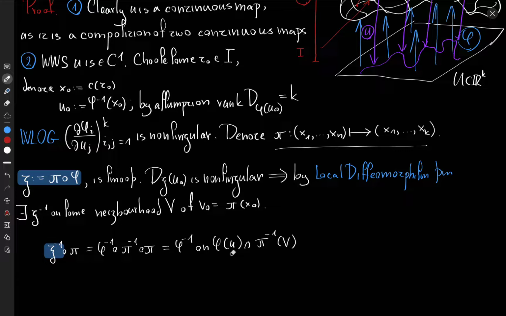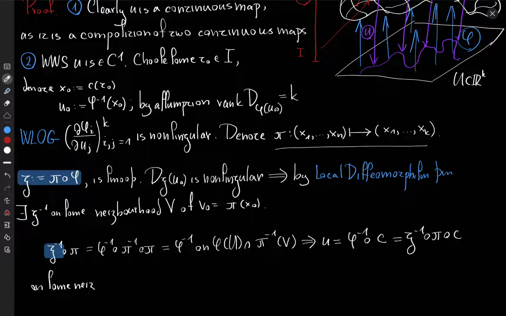And now, well, it's a capital U, obviously, and a capital V, and this implies that U is defined as phi inverse composed with the curve C, and this, by definition, then, is G inverse composed with pi composed with C on some neighborhood of t0. Well, but this, of course, means that U is smooth.